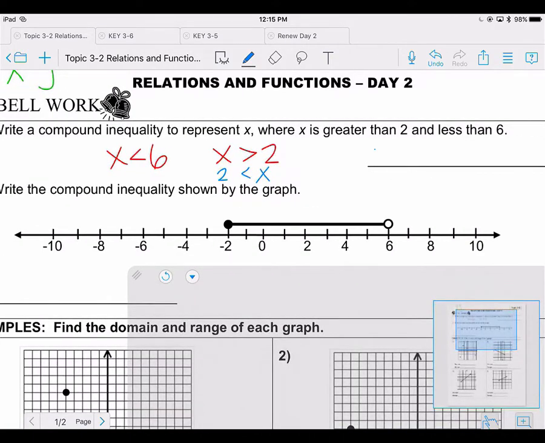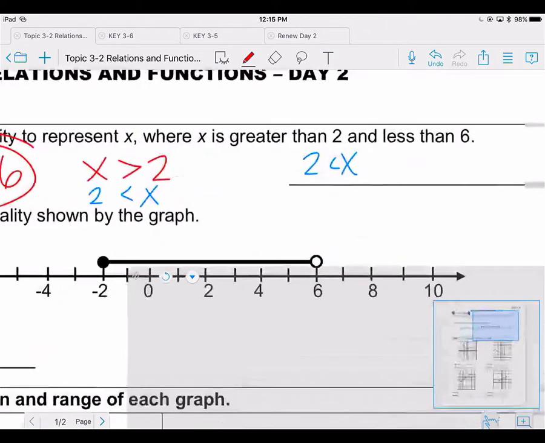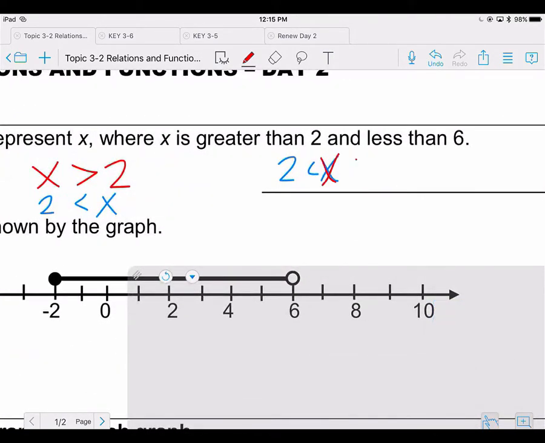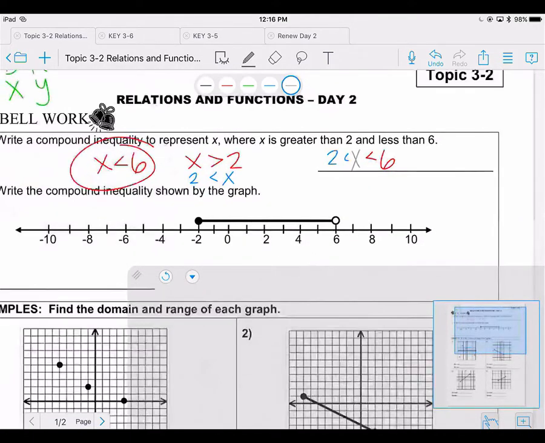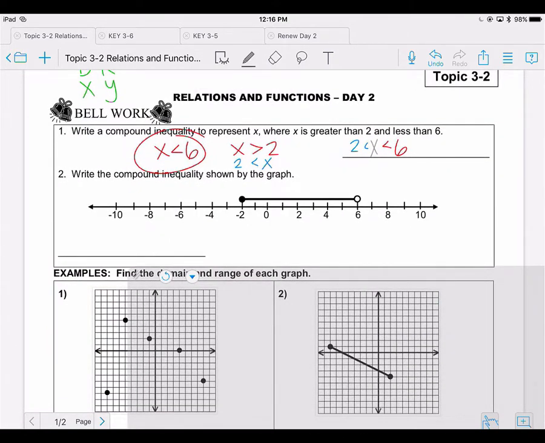Now if you notice, I could write on my answer 2 is less than x, and then this part over here in red, if I tack it on, x is less than 6. So this x in the middle is being shared. X is between 2 and 6 is another way to say that. So x is greater than 2 and 6 is greater than x. So we write it all together: 2 is less than x, which is less than 6.